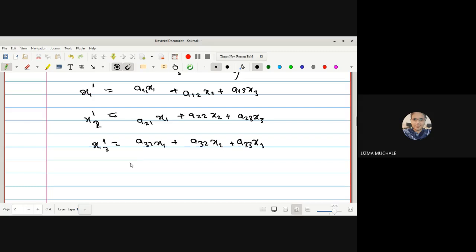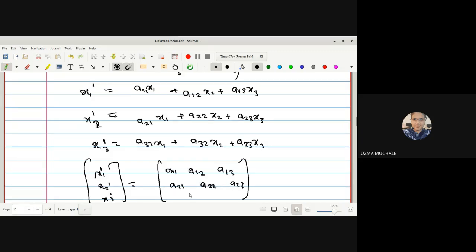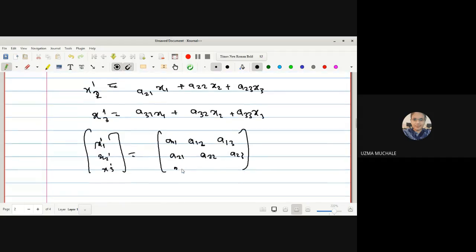Now we can write it in the form of a matrix as x1 dash, x2 dash and x3 dash equals to this. I can write it as a11, a12, a13. This is a21, a22, a23, and this is a31, a32, a33. And here we have x1, x2 and x3. So this I can write as x dash is equal to A times x.